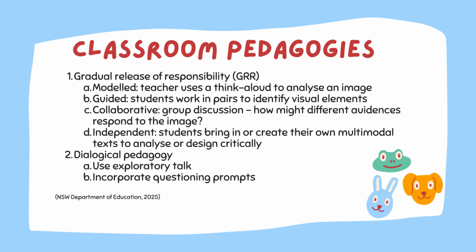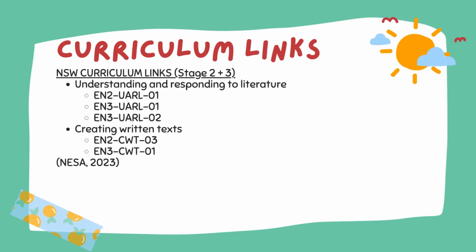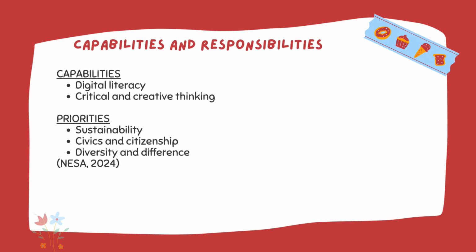Alongside this is dialogical pedagogy, encouraging open discussion and multiple viewpoints. This ensures that students' experiences and cultural knowledge are valued. This not only supports equity, but also deepens critical thinking. This strategy aligns with Stage 2 and Stage 3 outcomes, such as understanding and responding to literature, reading comprehension, and creating written texts, depending on the specific activity. Additionally, it connects to capabilities such as digital literacy, critical and creative thinking, and to priorities including sustainability, civics and citizenship, and diversity and difference.